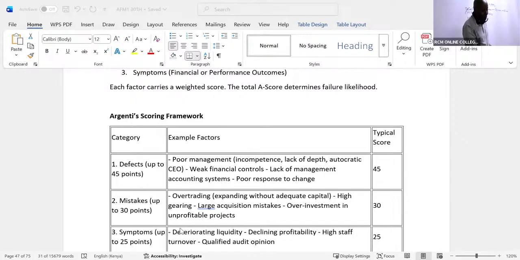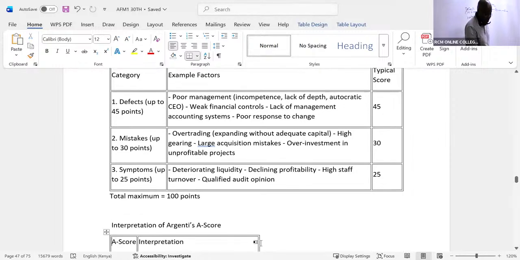Symptoms up to 25 points: deteriorating liquidity, you don't have enough liquidity, declining profitability, high staff turnover, or if, for example, you got a qualified audit opinion in your last year's financial statements. So have you been able to put a score there? I know nobody's doing total 100.